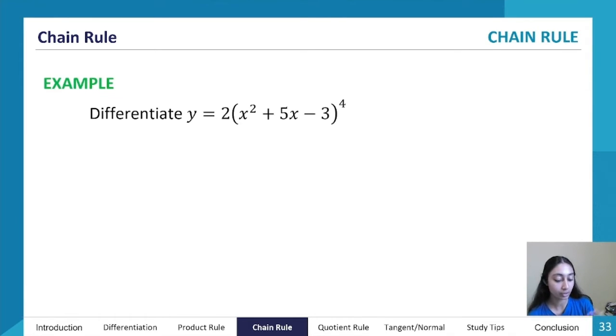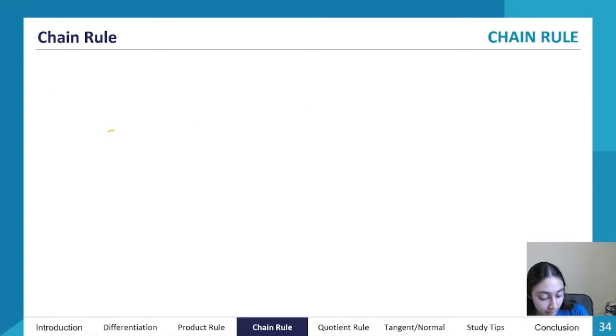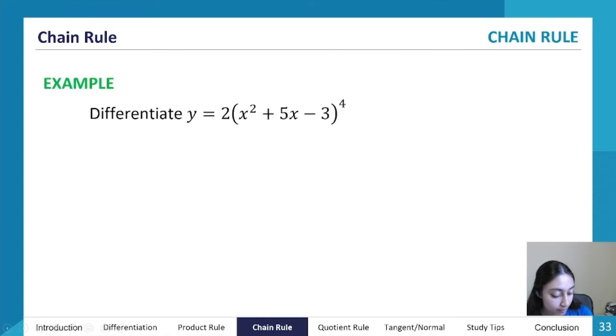So let's go through this question. Let's define our f of x, which is whatever's inside the brackets, right? So x squared plus 5x minus 3. So we have f dash of x will be equal to 2x plus 5.